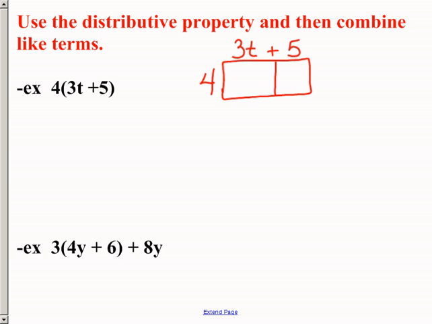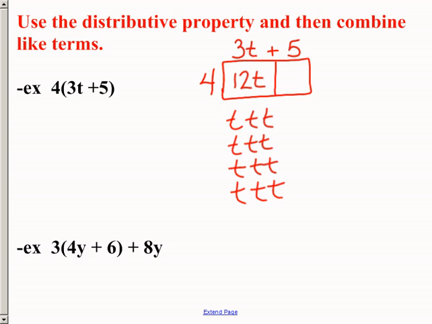So think about this. If I have 3t, and I'm going to do it 4 times, then what I really have there is 12t. So notice what I'm doing. I'm multiplying 4 times the coefficient. So when you have a constant times a coefficient and a variable together, you can just multiply the constant by the coefficient, and then the variable and exponent are going to stay the same. Those are not going to change at all.